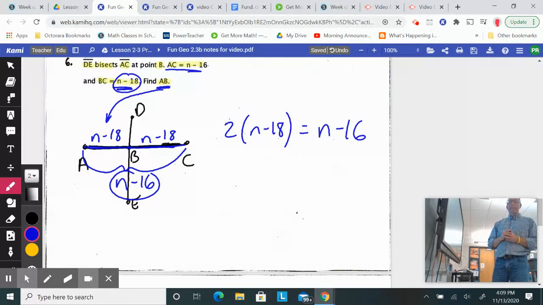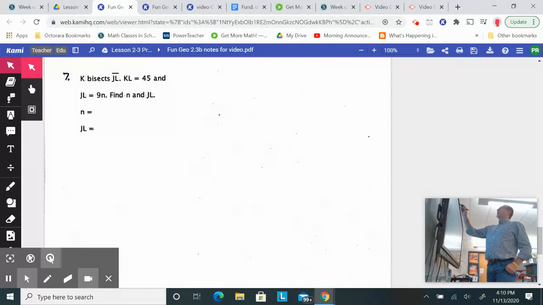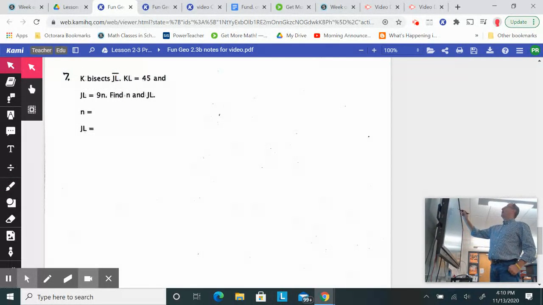All right, number 7, K bisects JL. K to L is 45, and JL is 9n. Find n, and we're supposed to find JL. So we need to find two things. We'll find n first. So let's draw it.